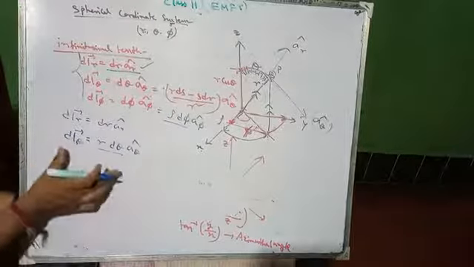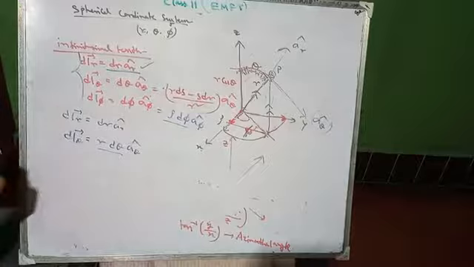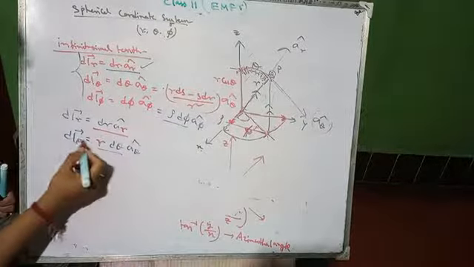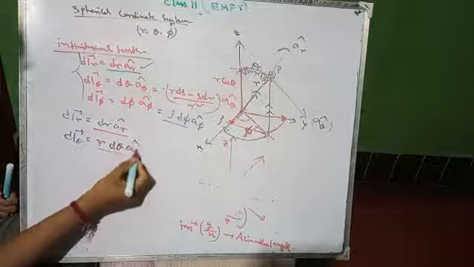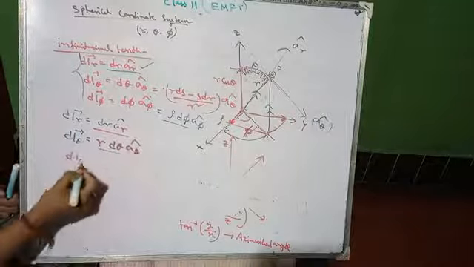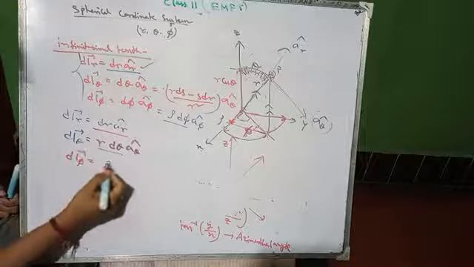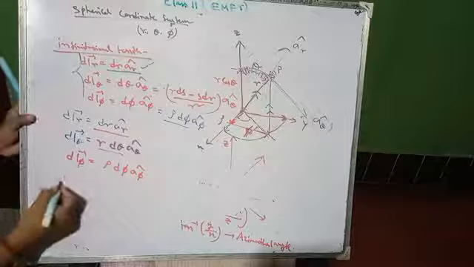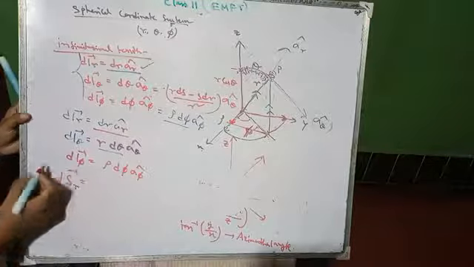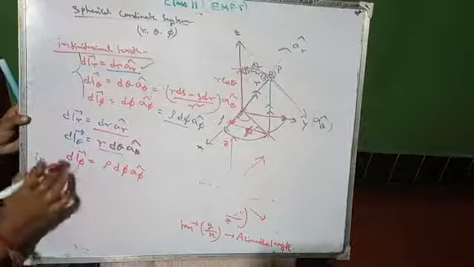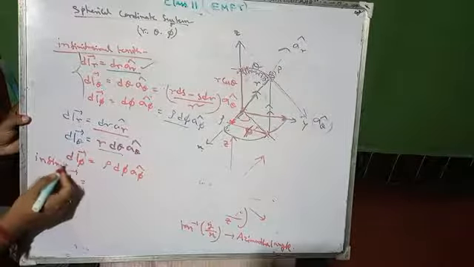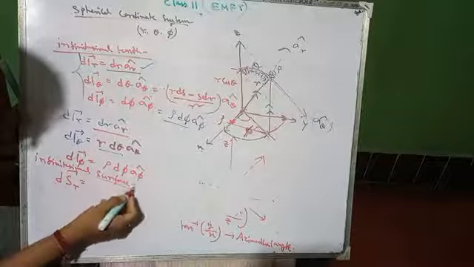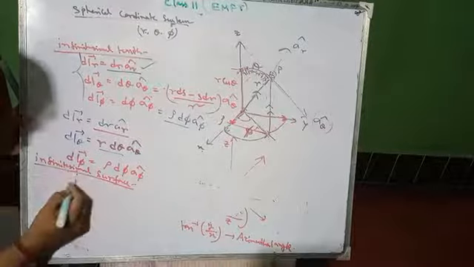So remember these equations. dlr vector equals dr into ar cap, dl theta equals r into d theta into a theta cap, and dl phi equals rho into d phi a phi cap. Now if we move to dsr, this is the infinitesimal displacement or area, the infinitesimal surface. So what is the infinitesimal surface?